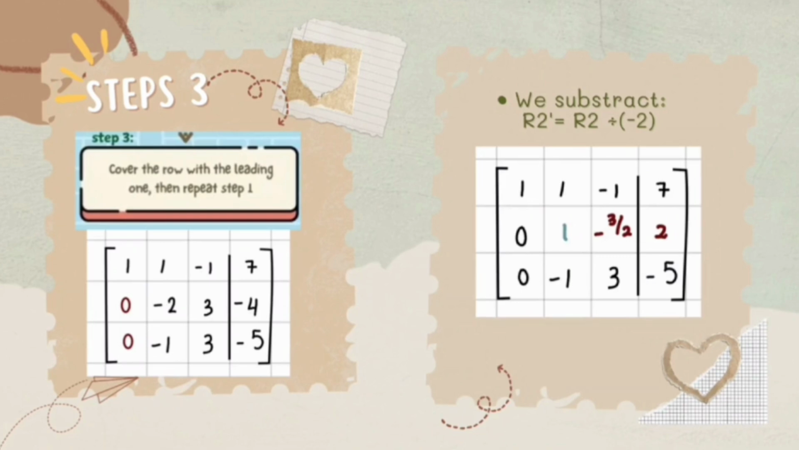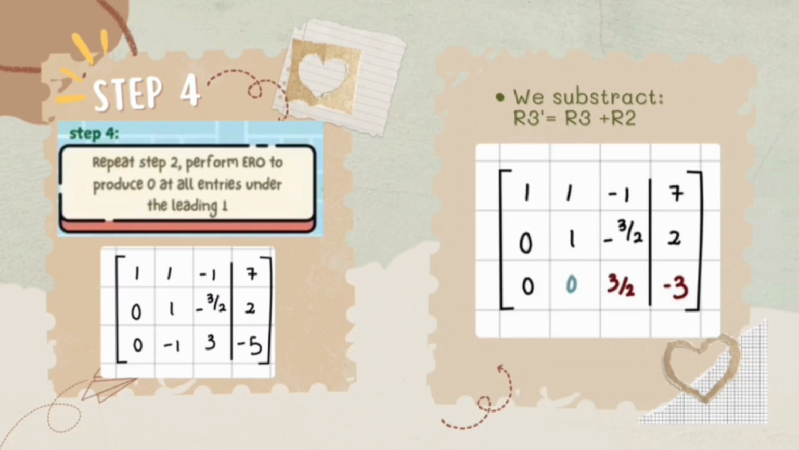For step 3, we need to cover the row with the leading one, then repeat step 1. So now we can focus on row 2. We have -2, so we need to make it into 1. So new R2 equals R2 divided by -2.